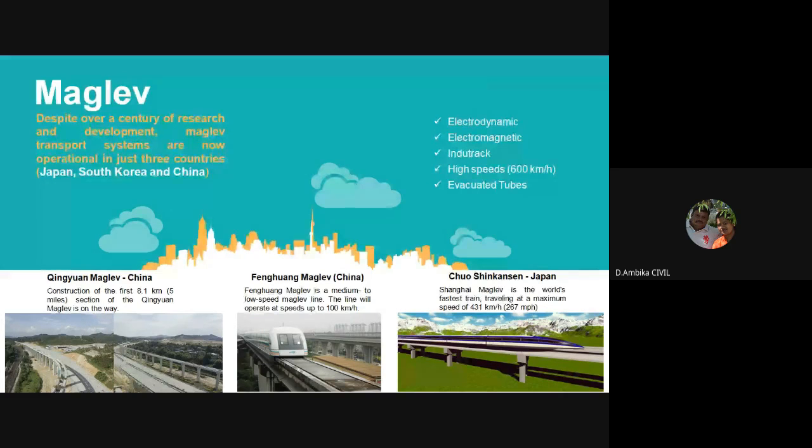Yeah, and it all happens in Japan, South Korea, and China with the fastest speed of 431 kilometers per hour. We may experience bullet trains and we may experience flights, which are very fast modes of transportation, but these magnetic levitation oriented trains are the world's fastest trains at 431 kilometers per hour.